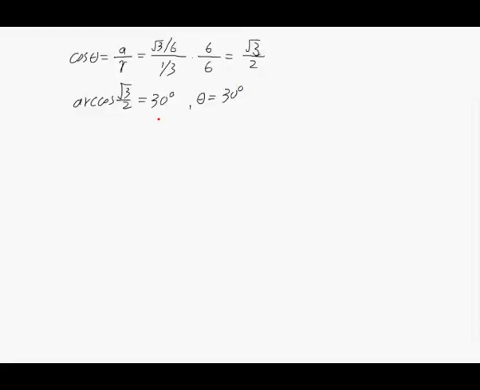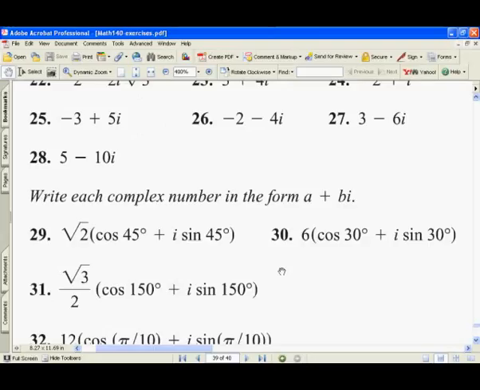And then you can rewrite this complex number, root of 3 over 6 plus I over 6, in this trigonometric form. So we get the modulus 1 over 3 here, times cosine 30 degrees plus I times sine 30 degrees. Now let's do one more problem.